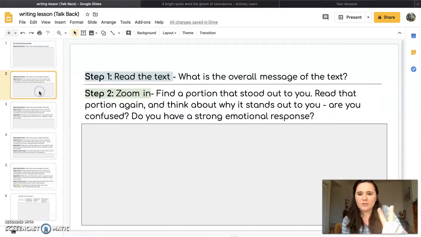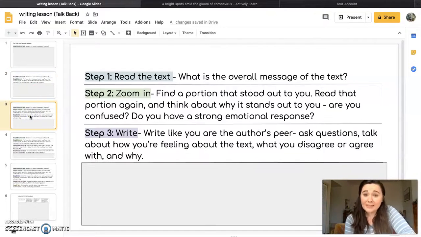Then, step 2, you're going to zoom in on one specific part of the text that really stood out to you. And you're going to ask yourself, why did this stand out to me? Is it because I'm confused about something? Do I have questions? Was it really insightful? Do I agree with it? Do I disagree with it?